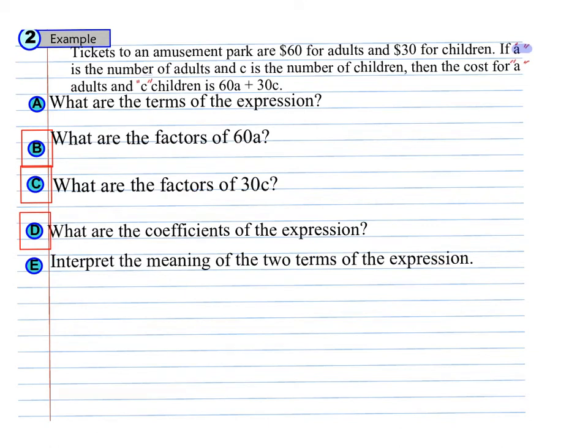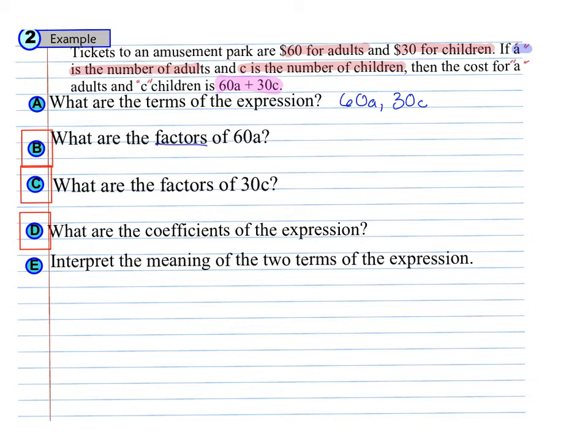So this was the last problem that we did in class before the bell rang. This is our expression. The previous words in this word problem basically explain what our variables mean and what the 60 and the 30 are. So we're going to use that information from the given word problem. It says that $60 is adults, $30 is children, where A is the number of adults and C is the number of children. It says, what are the terms of the expression? So the terms in our expression, that was pretty easy. The terms are 60A and 30C. Remember, our terms are separated by a plus or minus sign.